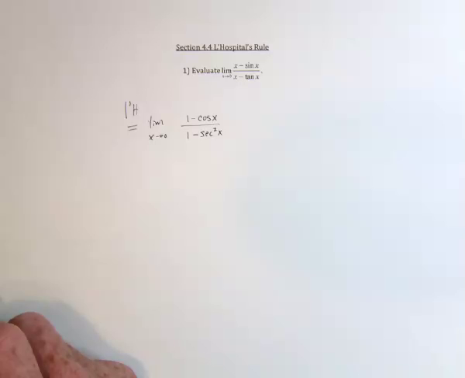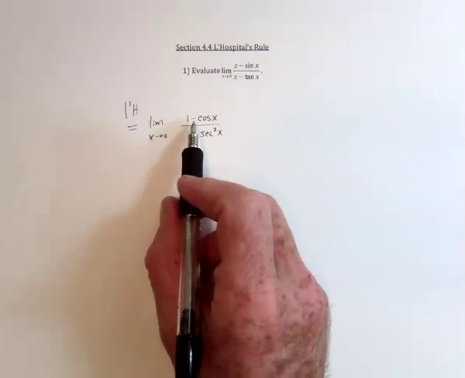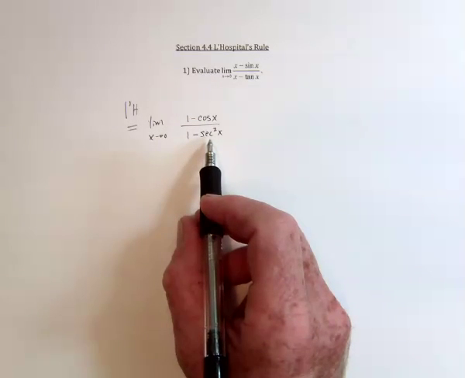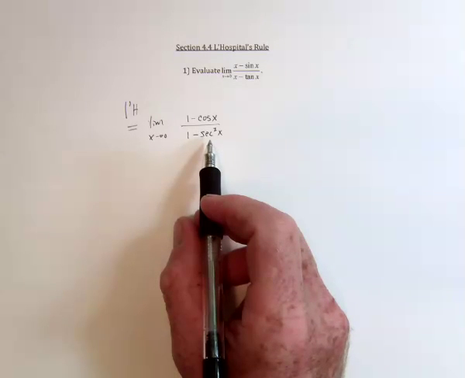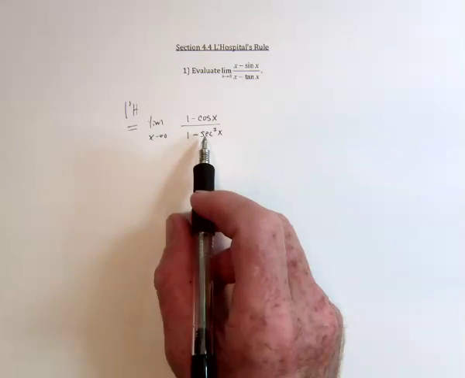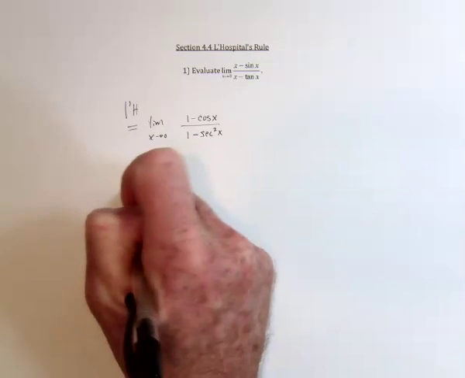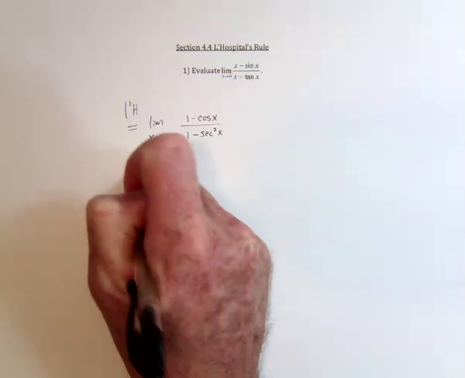And then try substituting a 0 again. Well, cosine of 0 is going to be a 1. So this would be a 1 minus 1. And then secant is 1 over cosine, so that would be a 1 again. And so that would be 1 minus 1. So we've still got 0 divided by 0. So do L'Hopital's rule again.